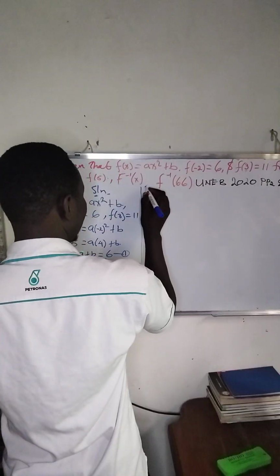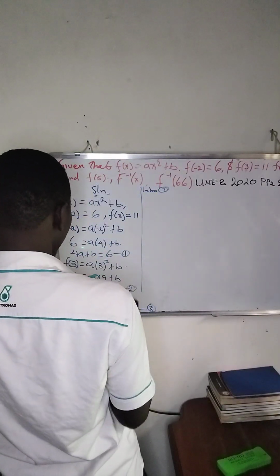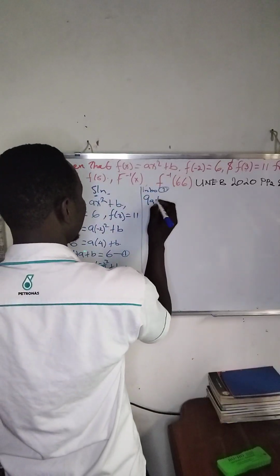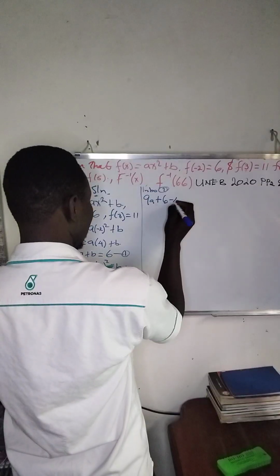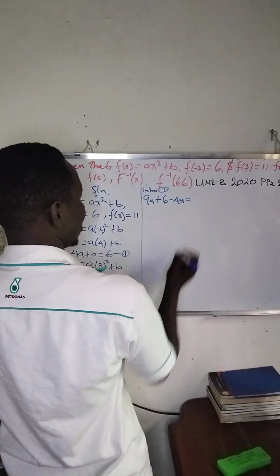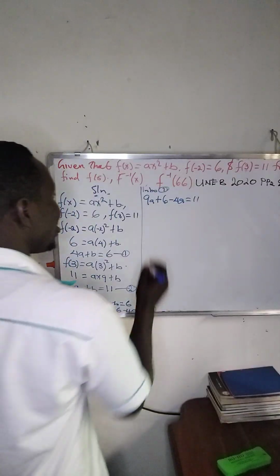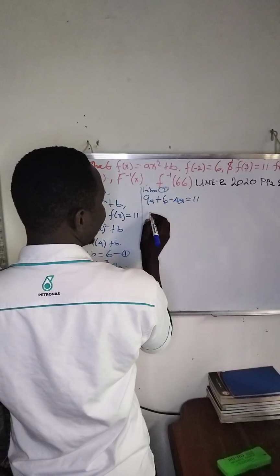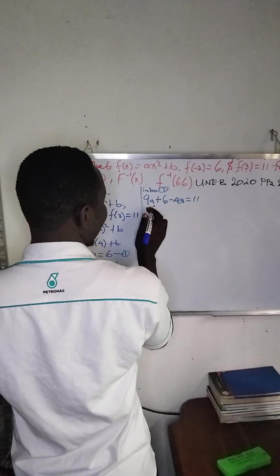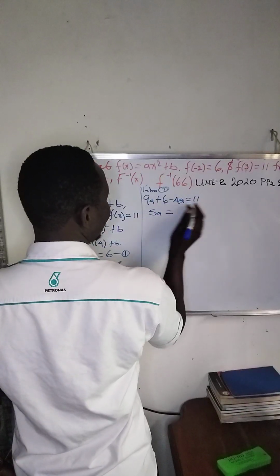You put that into equation 2, and we say this is equal to 9a plus, where there is b, it is just 6 minus 4a, and we are saying this is equal to 11. Are you seeing that one? Now we collect like terms, 9 minus 4, it will be 5a is equal to 11 minus 6.